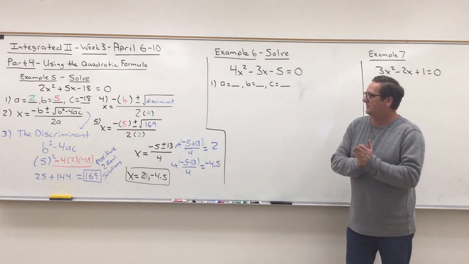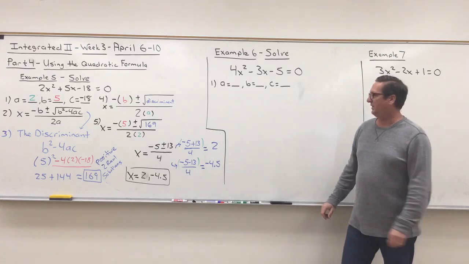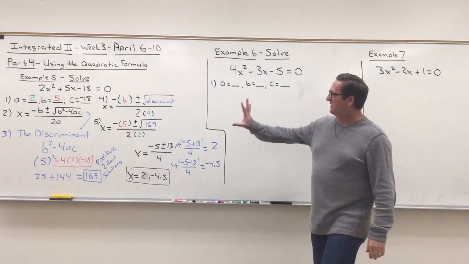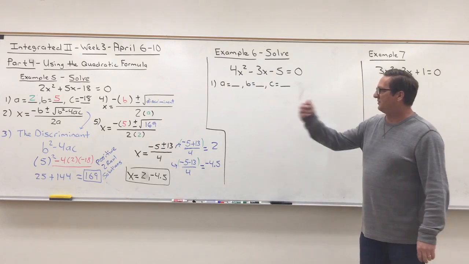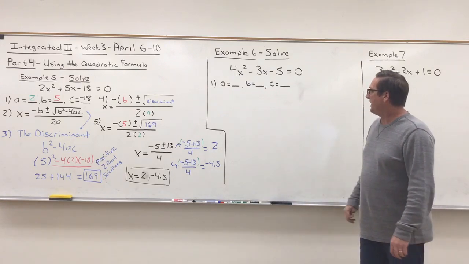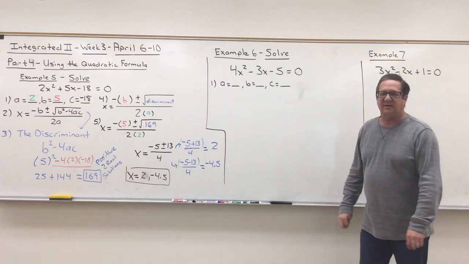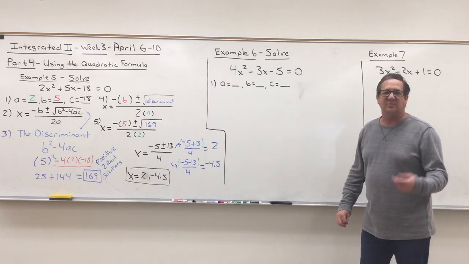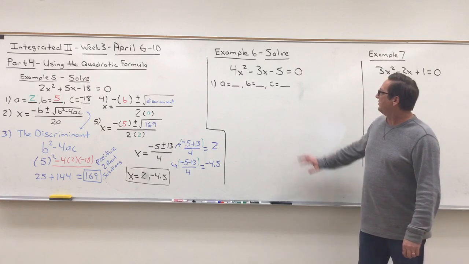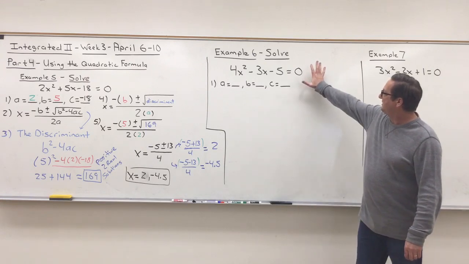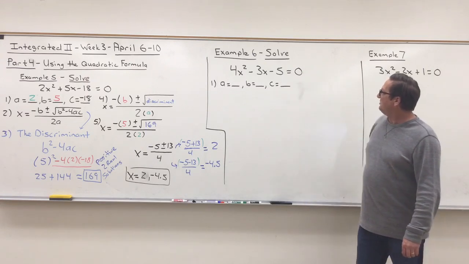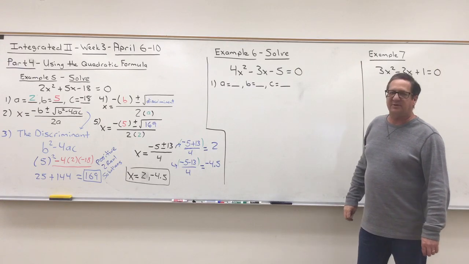And there is example 5. Okay? So just another example, maybe a little bit more difficult with the A value being 2. And so let's move into example 6 right now. Okay, I'm going to give you 3 examples today, and then we'll talk about the assignment. So, example 6. 4x squared minus 3x minus 5 equals 0.